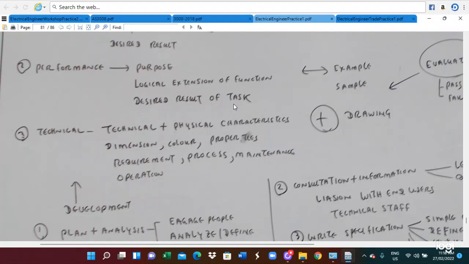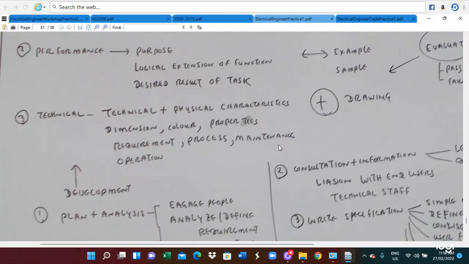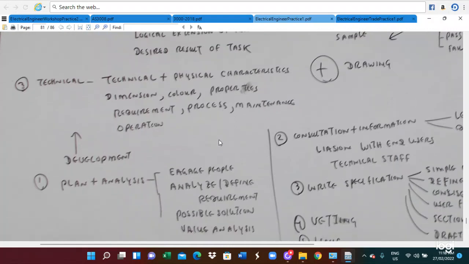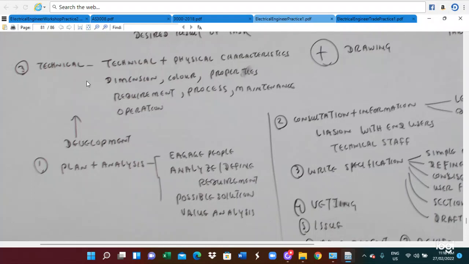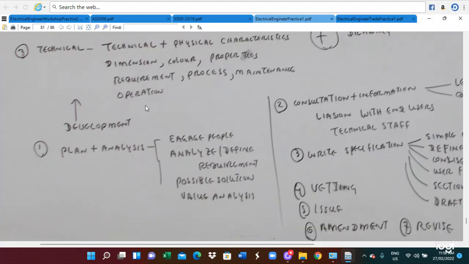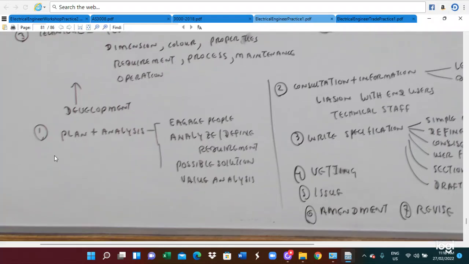To achieve a certain performance, you need to utilize the appropriate dimension, appropriate size, or appropriate properties of your materials and requirements, and also how to produce these devices in manufacturing. So the process of manufacturing, also the process of maintenance, those things are operational. They are technical specification. So we have to plan and analyze.